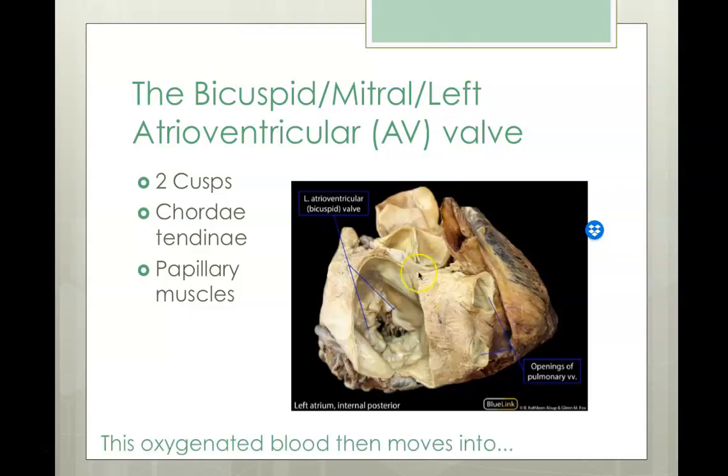I quickly want to mention too that this valve is also called your mitral valve because it was named after a mitre hat, which is the hat that the Pope wears, and you may have noticed that there are two flaps on that hat. So they thought, let's call this the mitral valve because it has two cusps like the mitre hat.